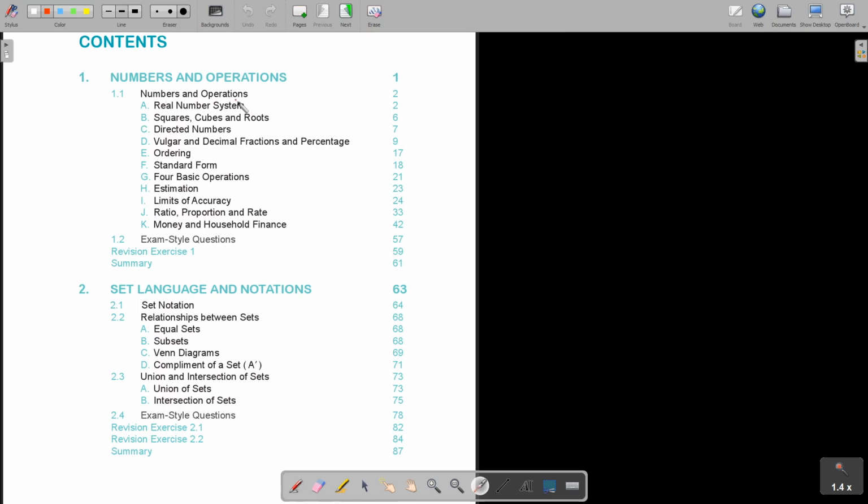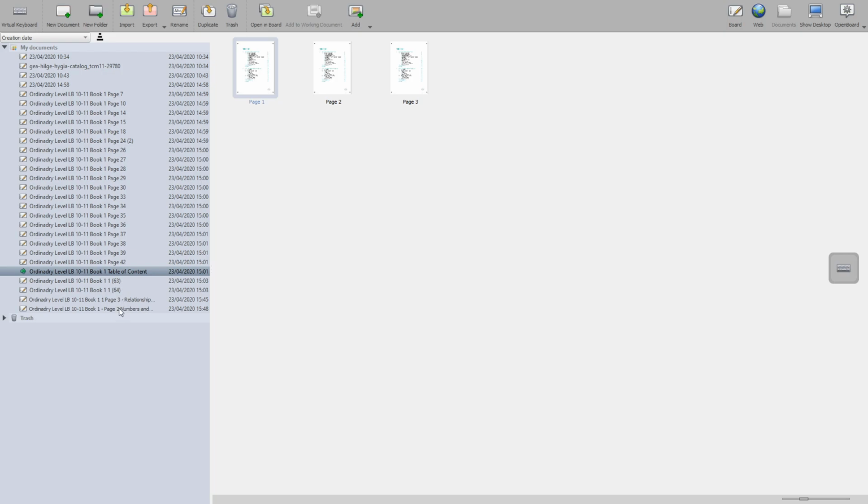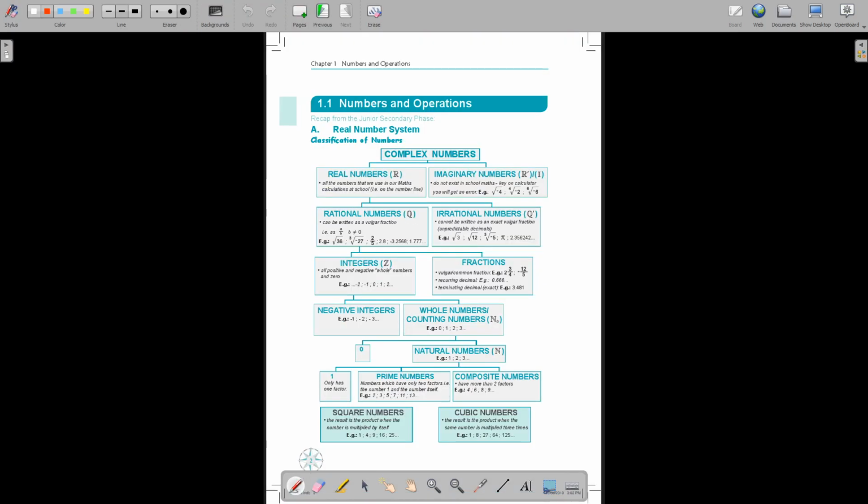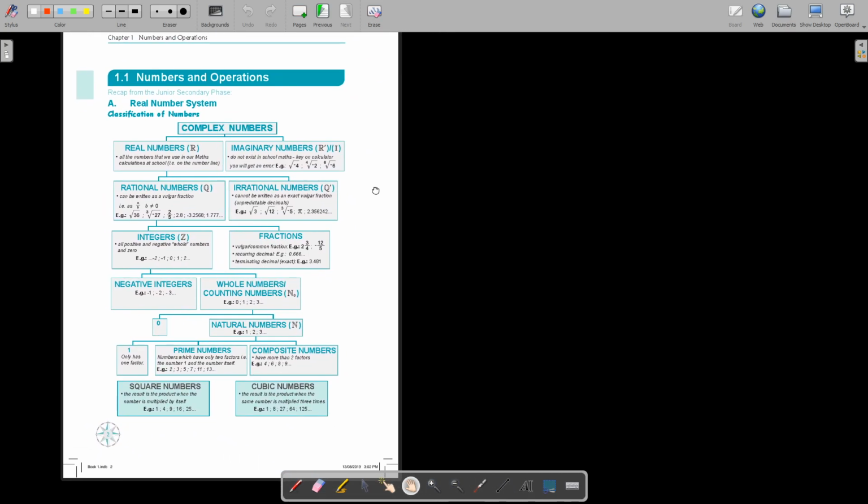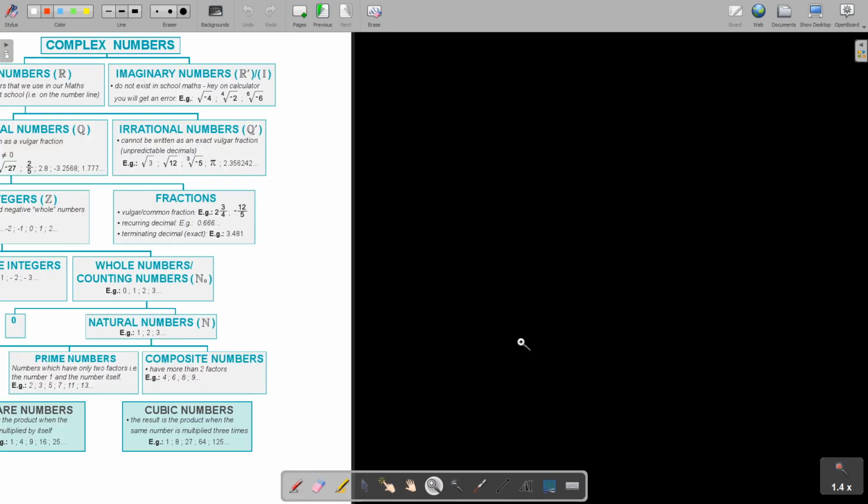I will see numbers and operations. This is the chapter. So real number system. I think we will find a nice revision there. So let's go to the textbook to page 2. Okay. Now I'm just quickly going to go through this, or you can just read through that, and that will just give you a quick revision of this.